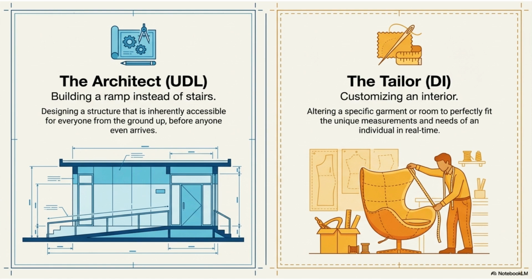We can think of UDL as the architect who proactively builds a structure that is inherently accessible to everyone from the ground up, like building a ramp instead of stairs. DI is the tailor, customizing a garment or room to fit the unique needs of an individual in real time.